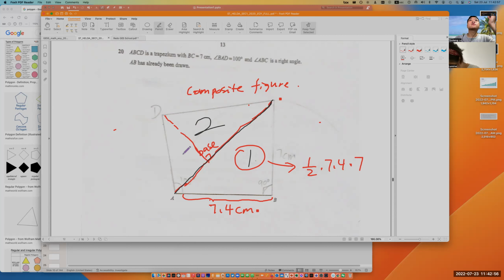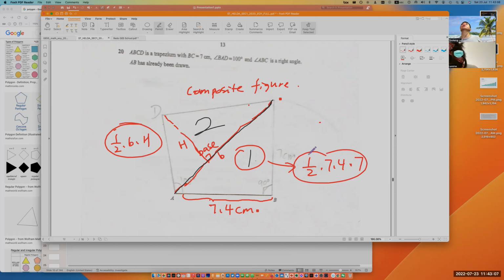So basically you have the base and the height. Do the same thing, half times base times height. And then you add this one with this one. That's how you get the area of this trapezium. So for a composite figure, you need to split into 1 and 2, and then add the 1 and the 2 together. You are not going to do it now.